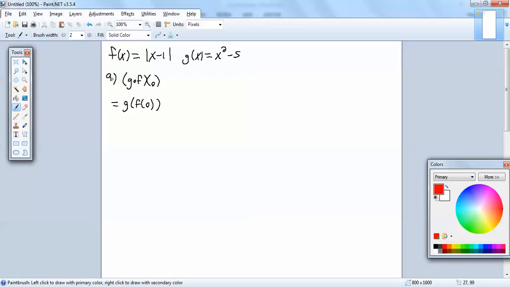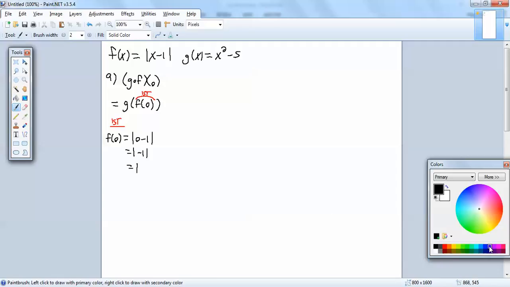Now, the first thing we're going to do is focus on the inside here. So we want to find f of 0. Well, if I plug 0 in for x, I'm going to have the absolute value of 0 minus 1, the absolute value of negative 1, which gives us positive 1.